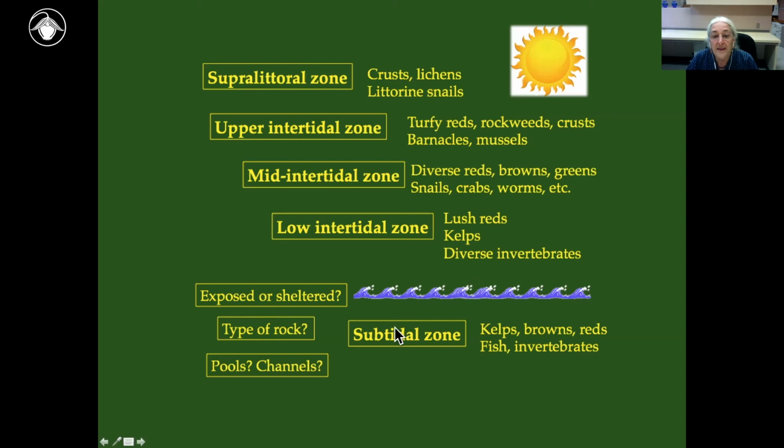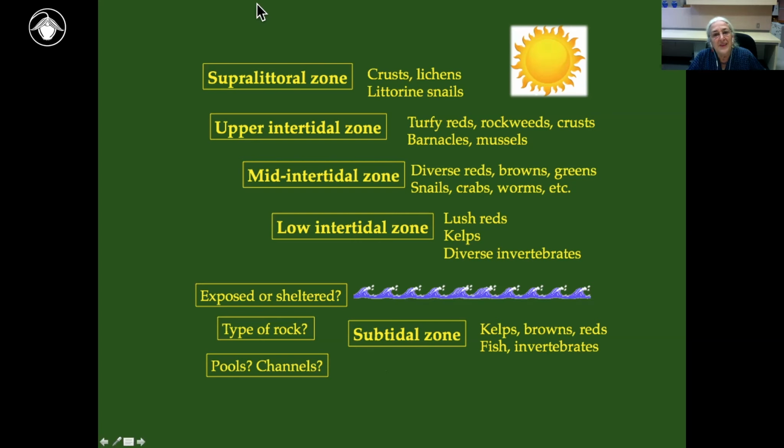So the subtidal zone is never uncovered. They're never exposed to air. And here you get the largest diversity of kelps, other browns and reds and greens, lots of fish, lots of invertebrates, all things that are not adapted to aerial life.